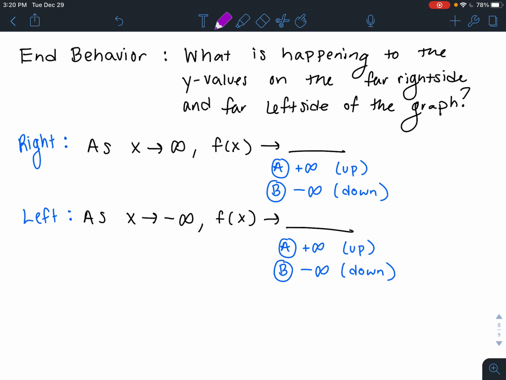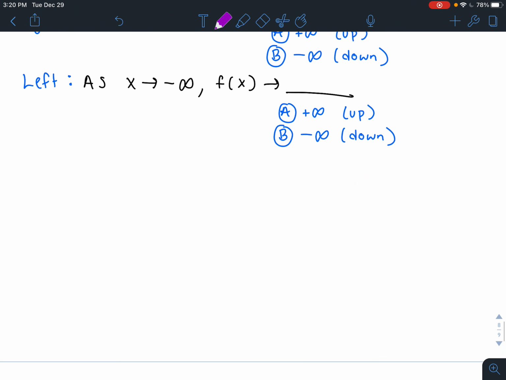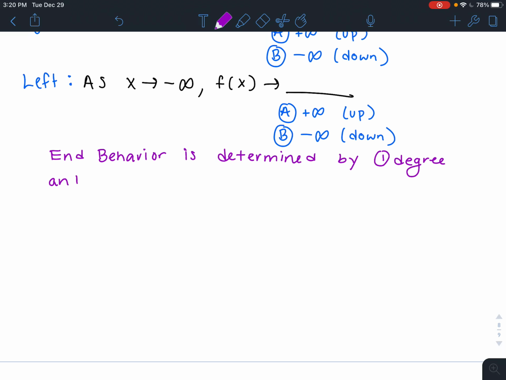So there are two things that you want to look for in an equation to determine the end behavior. So the end behavior is determined by the degree and the sign of the leading coefficient.